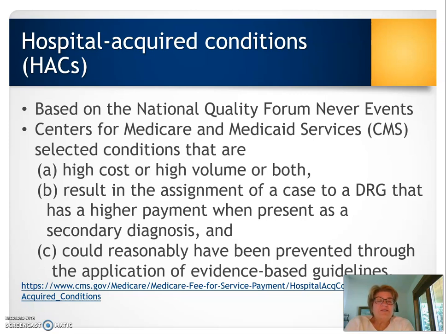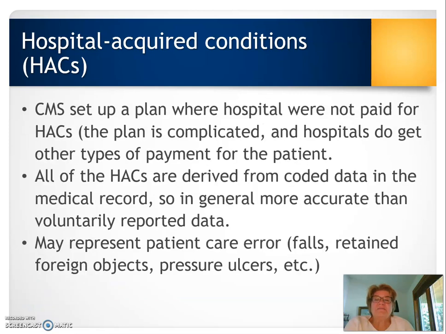that resulted in the assignment of a case to a DRG that has a higher payment when present as a secondary diagnosis. So when a patient comes in who already has a pressure ulcer, the organization doesn't get dinged for that. But if the patient develops a pressure ulcer during the stay, the hospital gets dinged, or if it's not documented on admission. So there's a lot of data refinement that has to go on with these from a hospital perspective. And lastly, they could reasonably have been prevented through the application of evidence-based guidelines.